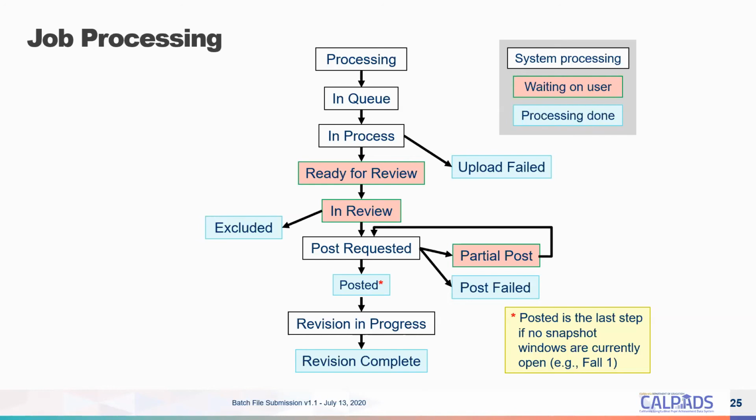If your file status is posted and a snapshot is running, you can expect it to go to a revision in progress status. That's telling you the system is processing those records into the next snapshot. When it says revision complete, the processing is done. So there's three statuses which require user interaction after submitting a file: ready for review, in review, and partial post. Everything else is system processing or processing has finished.